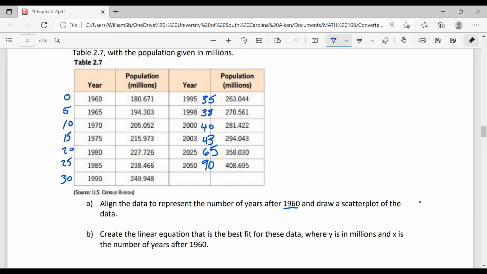Alright, so we're back over here. We did the scatter plot, which was A. B, we wanted to find that best fit line, and we did that. It was y equals 2.607x plus 177.195. And we're good to go with this example.